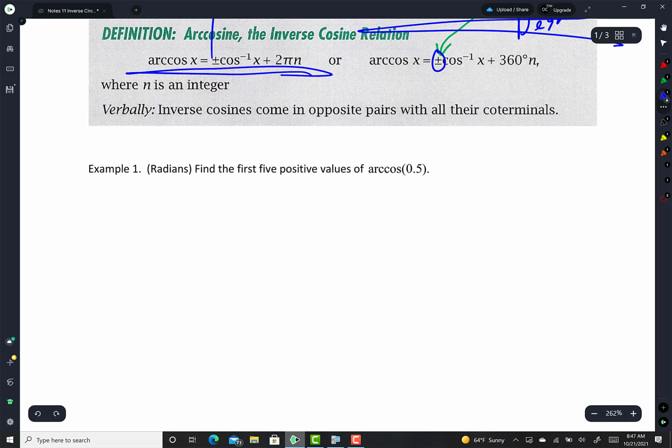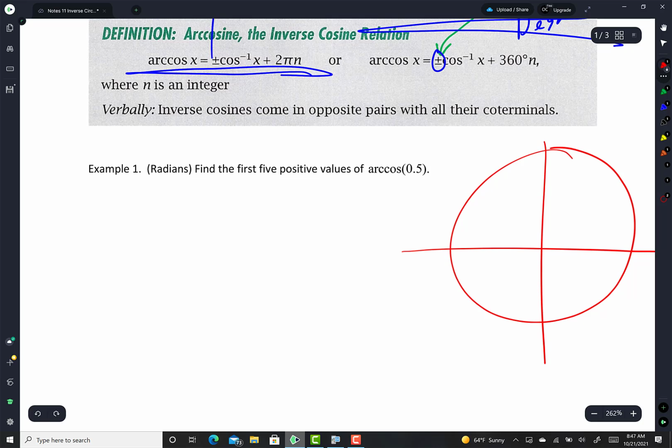It says, find the first 5 positive values of arc cosine half. Notice it says radians. I'm going to draw a unit circle. And I want the first 5 values where arc cosine is 0.5. Remember what this means. That means where cosine of what angle is a half. And I'm in radians.